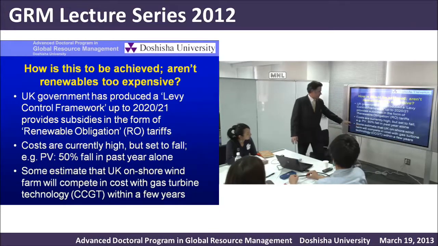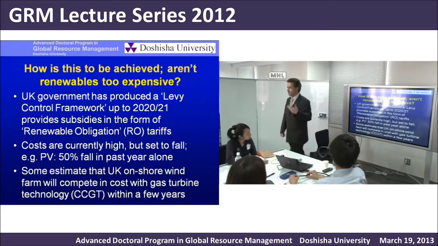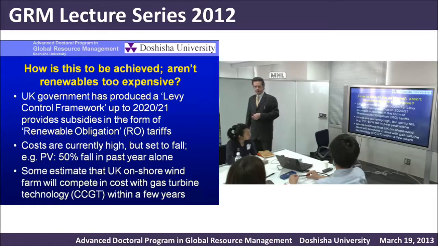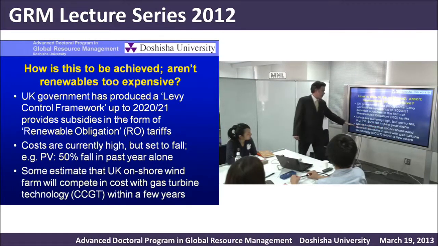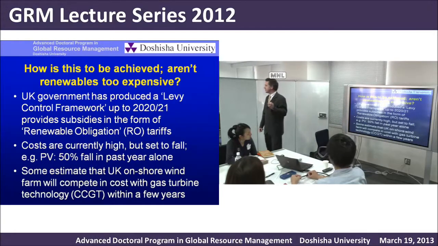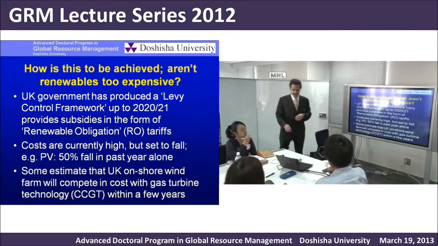They estimate, these are government departments and energy experts, economic experts, they estimate that onshore wind farms will be competitive with conventional gas turbine power stations within a few years. We're talking about less than 10 years. That's good news.